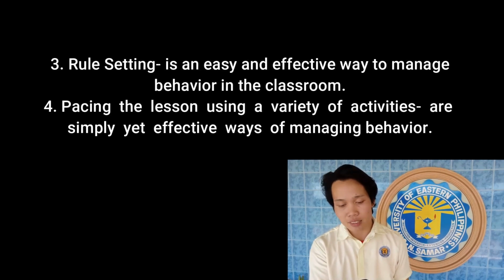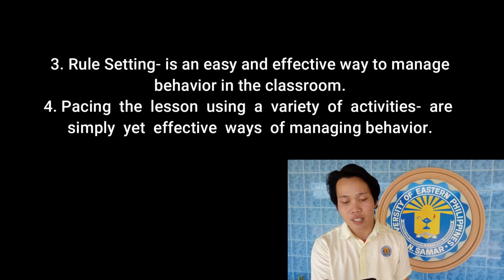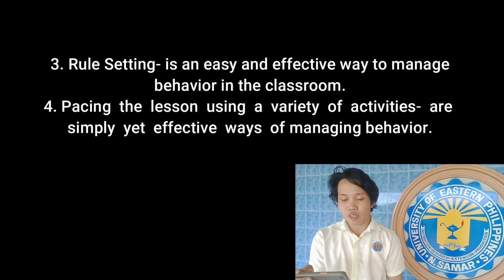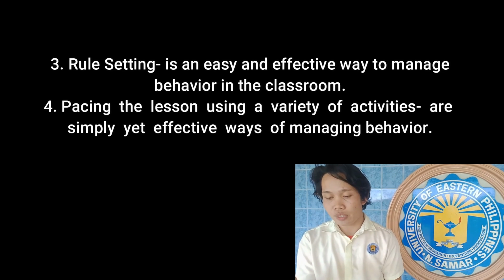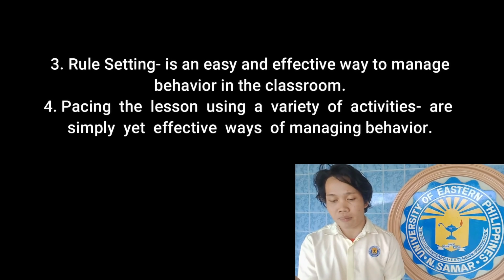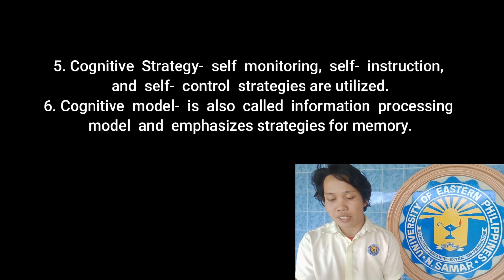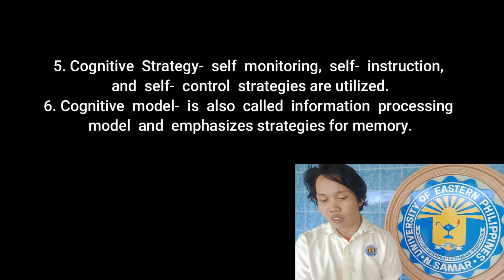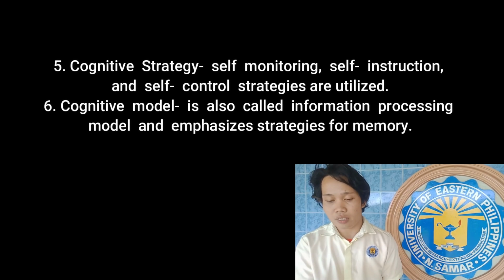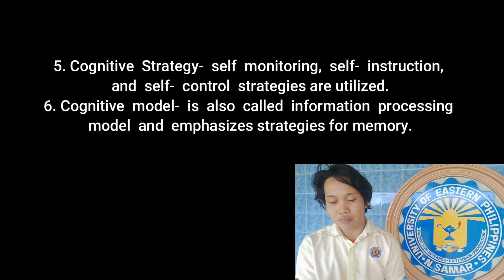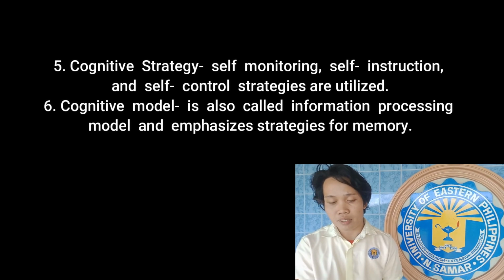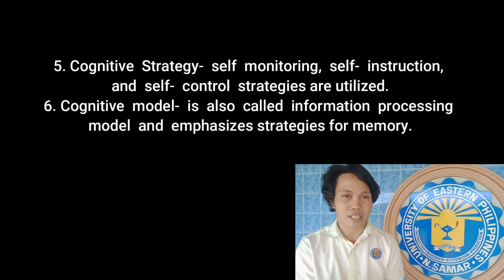The third is rule setting. It's an easy and effective way to manage behavior in a classroom. The fourth is pacing the lesson, using a variety of activities, which is a simple yet effective way of managing behavior. The fifth is cognitive strategy. Self-monitoring, self-instruction, and self-control strategies are utilized. And the last is the cognitive model. It's also called the information processing model and emphasizes strategies for memory.